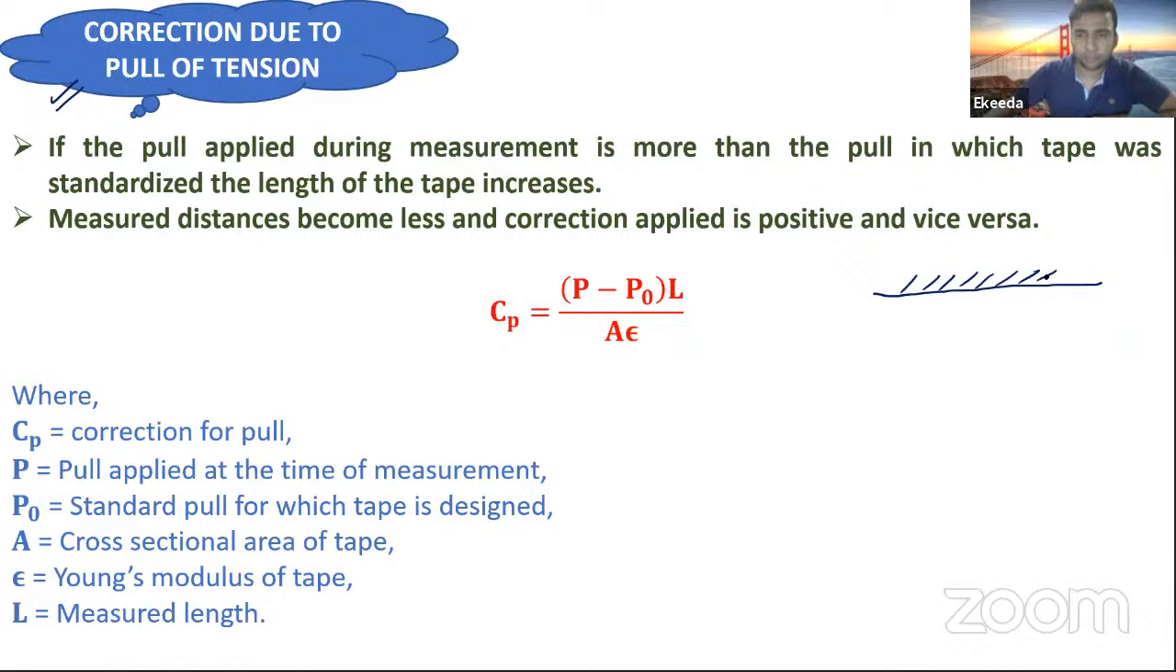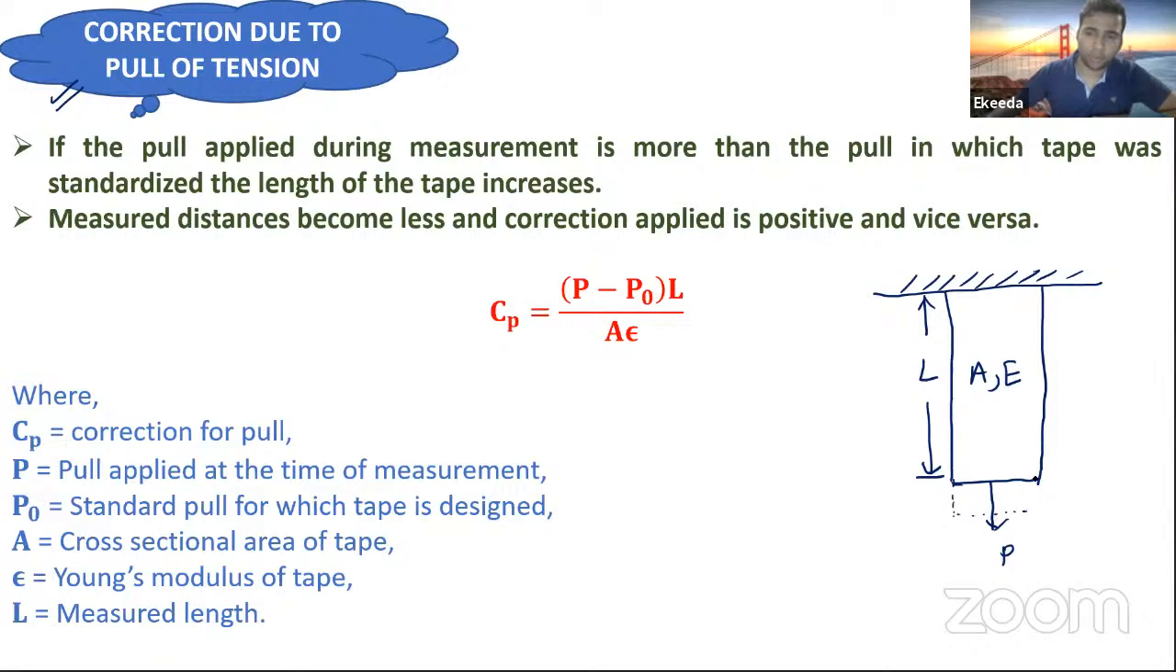Suppose that there is a bar on which a force P is acting, that is the pull, and suppose that the length of the bar is L, area of cross section is A, and Young's modulus of elasticity is E. Now, what will be the change in length here due to this pull?